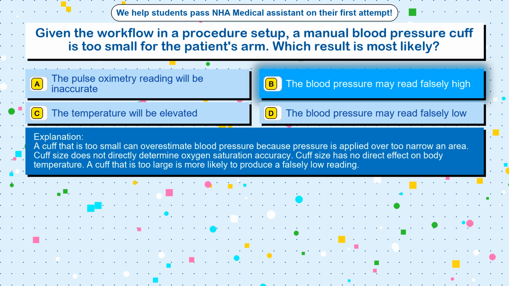A cuff that is too small can overestimate blood pressure because pressure is applied over too narrow an area. Cuff size does not directly determine oxygen saturation accuracy. Cuff size has no direct effect on body temperature. A cuff that is too large is more likely to produce a falsely low reading.